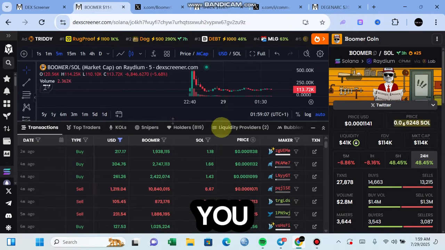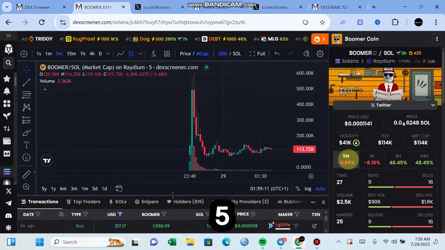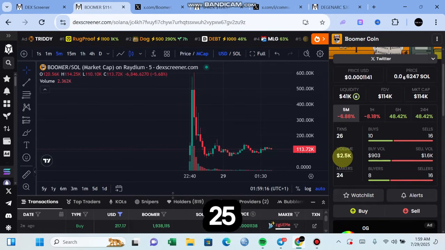Also, before you buy the coin, check the last 5 minutes and ensure that there is volume coming in. The last 5 minutes volume is coming to 25K.